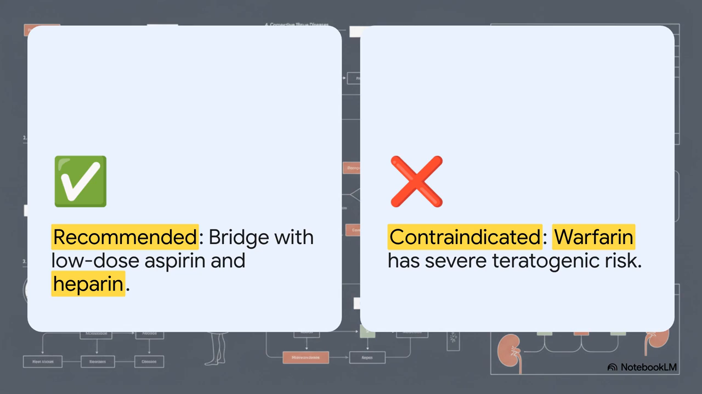And this distinction right here is a literal lifesaver. The Step 2 emergency rule for pregnant patients with known APLS is that they must be managed with a combo of low-dose aspirin and heparin. Warfarin is strictly 100% contraindicated during pregnancy because it causes severe birth defects. Knowing this exact pharmacological switch is mandatory for both test day and real life.